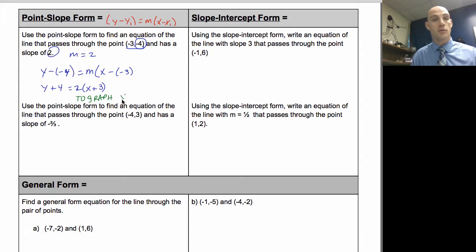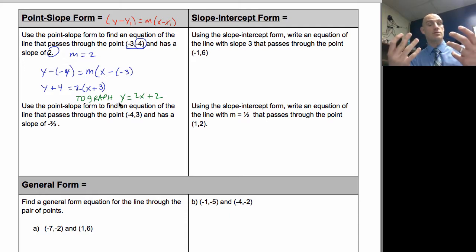what could I do? Well, I'd want y equals, and I'd have to change some things around. And so I'd subtract 4 from both sides. So I'd have y equals 2x, so distributive property, plus 6 minus 4, so plus 2. So that would be distributive property and solving for y. Well, what you're going to notice is this is slope-intercept form. So these things go together very closely, and when we talk about general form, you're going to see all we're actually doing is solving so that one side is 0. Okay, so these are all interconnected.